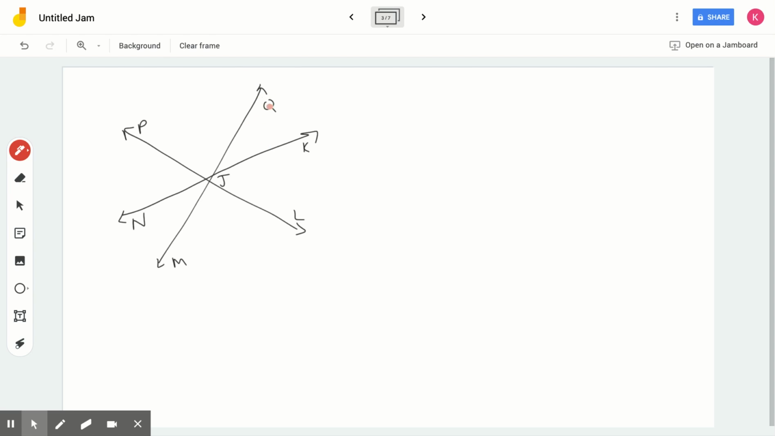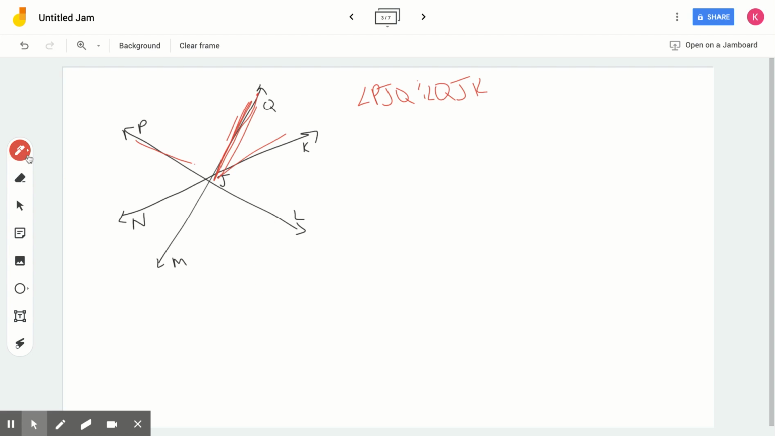Now, if we look at this next one, there are even more examples available in this one. So I am just going to pick a point and start. If I start here with letter Q, this side, I want to be my shared side. So I know that this is PJQ, oops, got the J in the middle. The vertex point always goes in the middle. So PJQ and QJK are adjacent. They share that common side.